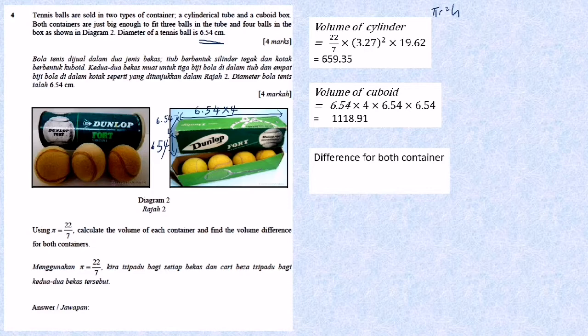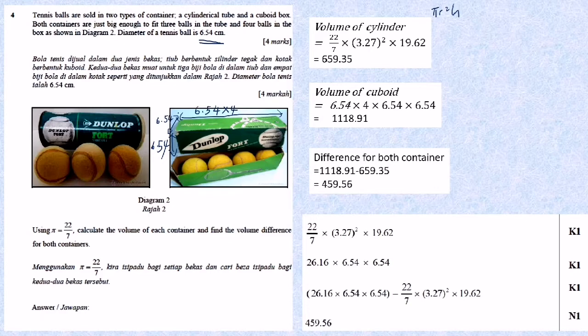Now we find the difference for both containers. Volume of cuboid minus the volume of cylinder equals 1118.91 minus 659.35 equals 459.56.